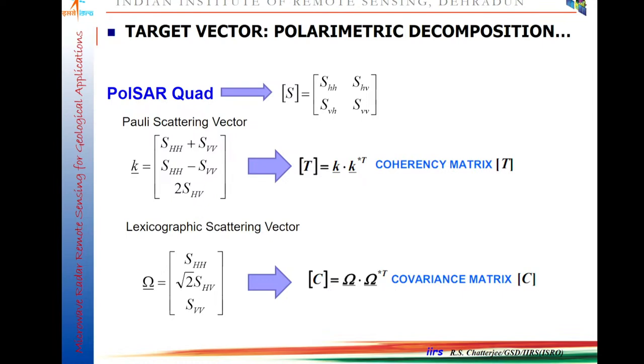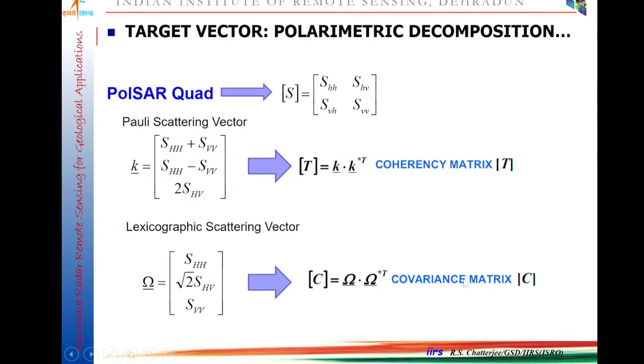Now coming to some polarimetric properties. In the case of quad-pol or polarimetric SAR, this is the scattering matrix. We have the HH component, we have HV, we have VH and VV. From that we can have a coherency matrix, we can generate a Pauli scattering vector, and we can generate a lexicographic scattering vector. It is something like this. I am not going into the details. It is the sum of the like polarization, the difference of the like polarization, and the cross polarization. Here you see like polarization HH, cross polarization and VV.